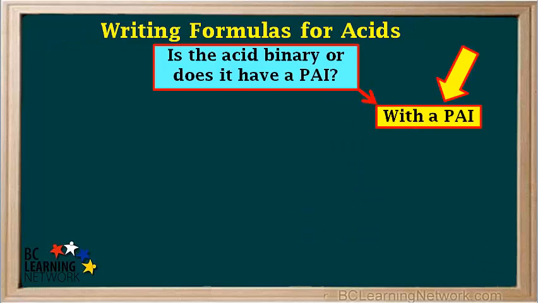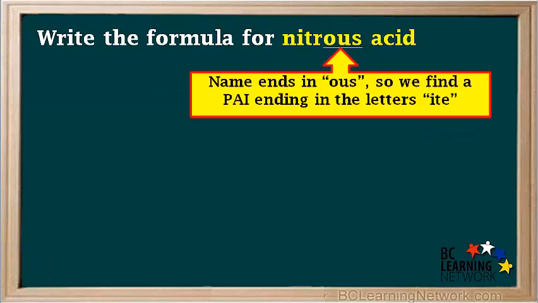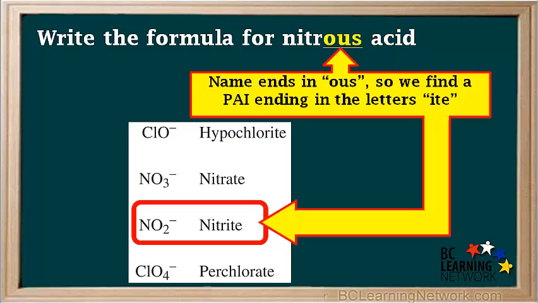So now that we've identified this as an acid with a polyatomic ion, we must use the correct system for naming it. If it's an IC acid, find the polyatomic ion ending in ATE. If it's an OUS acid, we find the polyatomic ion ending in ITE. Nitrous acid ends in OUS, so we find a polyatomic ion similar to nitrous, but ending in the letters ITE. Looking on the table of ions, we find nitrite with the formula NO2-.